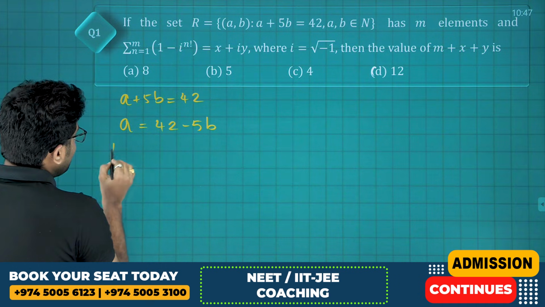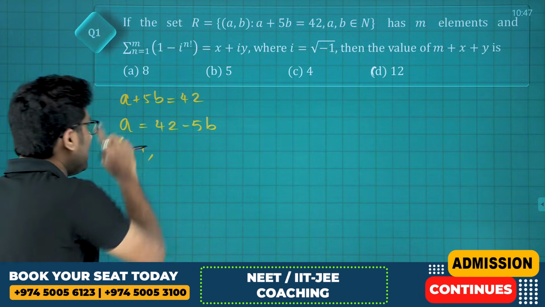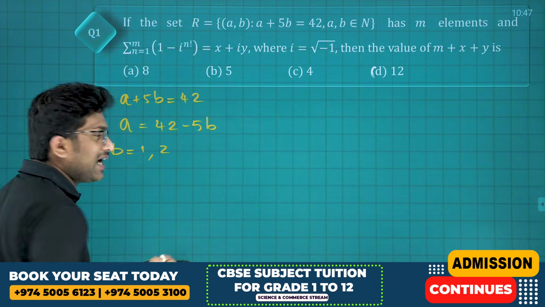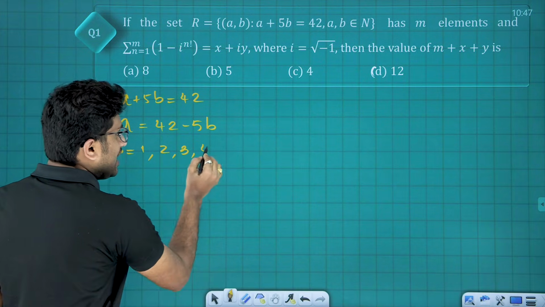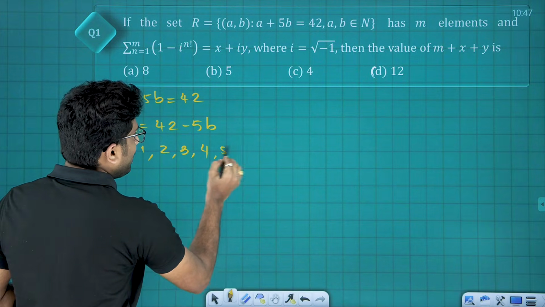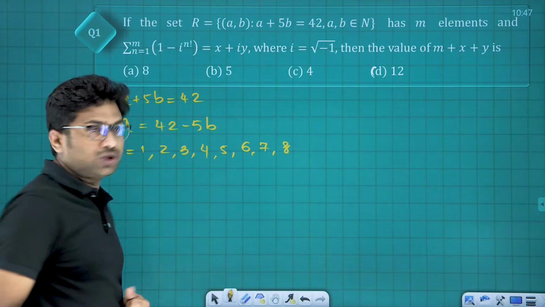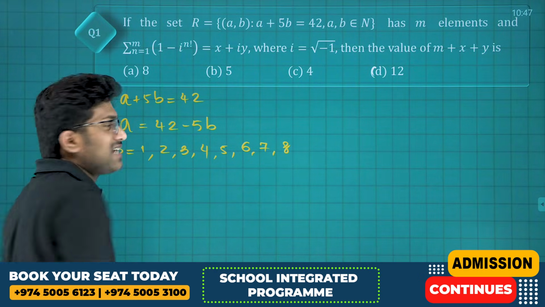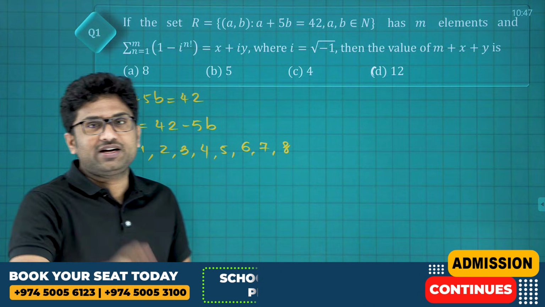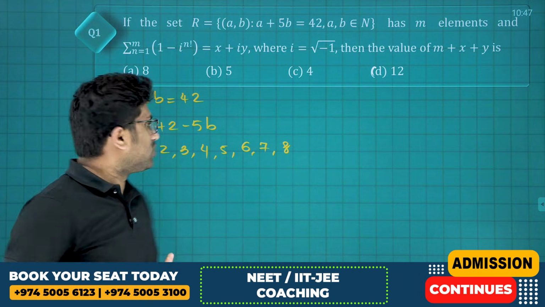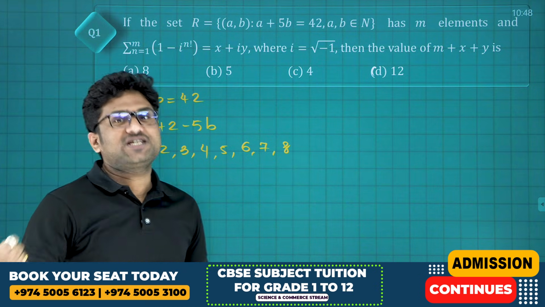So in this case, B can take 1, yeah, if B is 1, A will be a natural number. B can take 2, yes. B can take 3, yes. B can take 4, yes. B can take 5, 6, 7, 8, 8 fives are 40. If B takes 9, 9 fives are 45, 42 minus 45, A will be negative 3, which is not a natural number. So for each B, we'll get one distinct A.